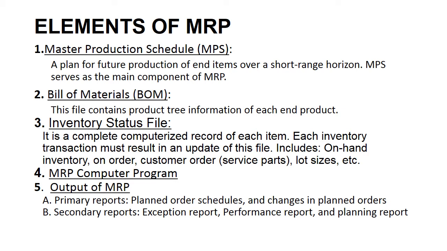Now there are 5 elements of MRP, and they are master production schedule, bill of material, inventory status file, the main MRP computer program logic, and the output of MRP. So let me briefly talk about each one of them.